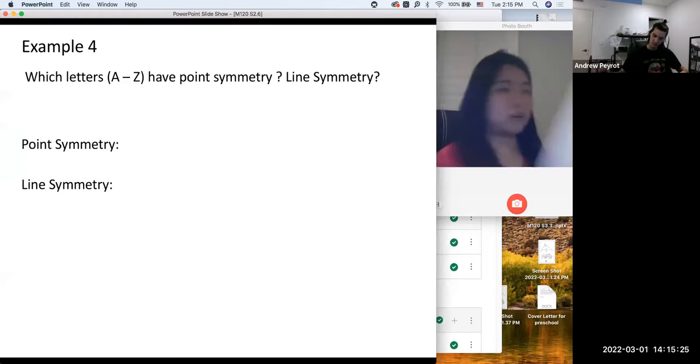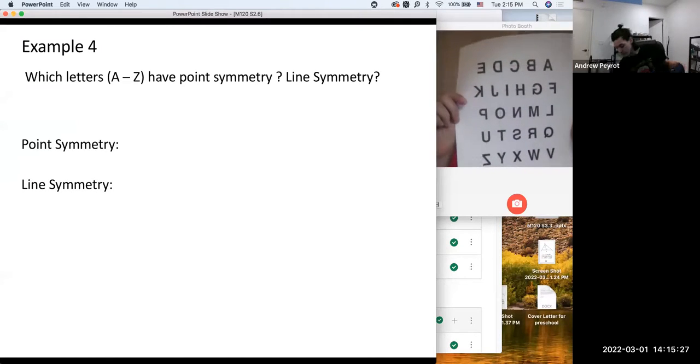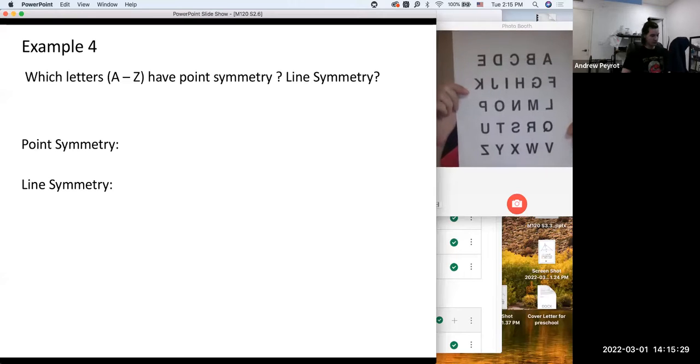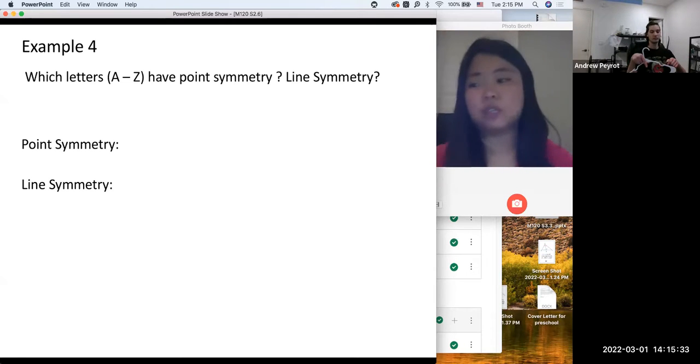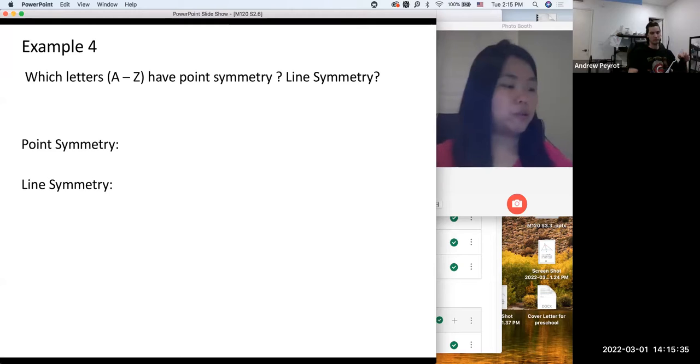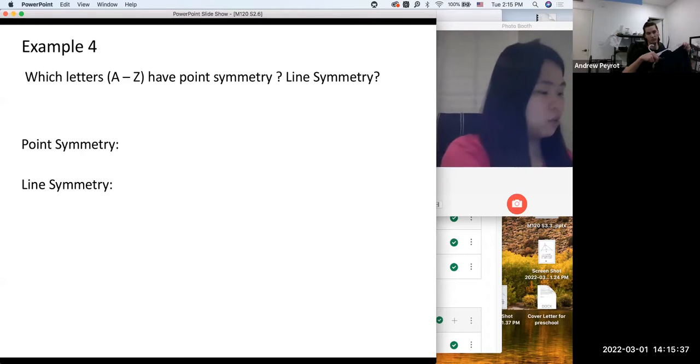Okay, you should have the paper like this, right? And then you could find out the point symmetry and also the line symmetry. Okay, first the point symmetry. Can you guys tell me what you get for the point symmetry?